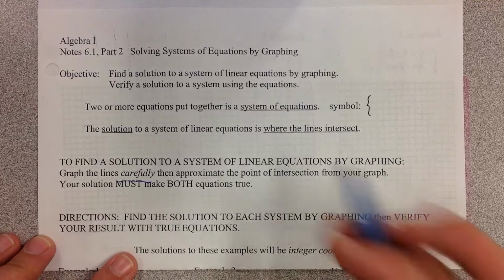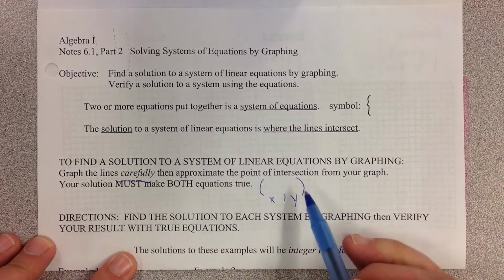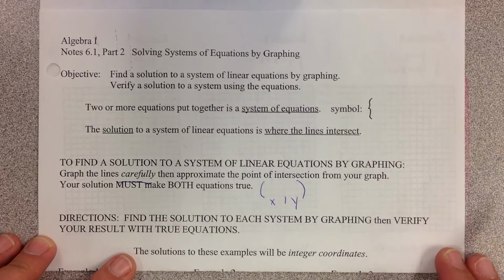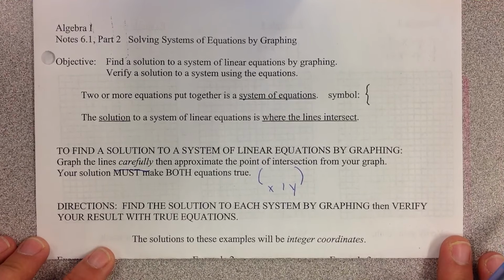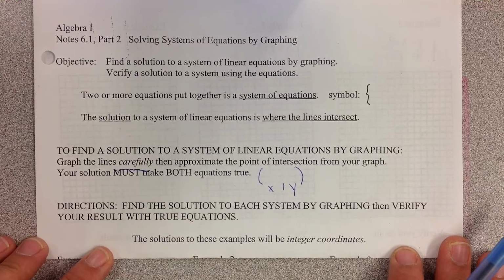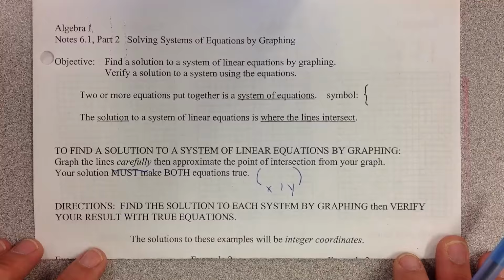So after you graph, you will find a coordinate point with the x and the y, and then substitute into both of the equations in the system to make sure it makes true statements. The directions for the examples below are to find the solution to each system by graphing, then verify your result with true equations. The solutions to these examples will be integer coordinates, which means there will be no decimals or fractions. Yay!